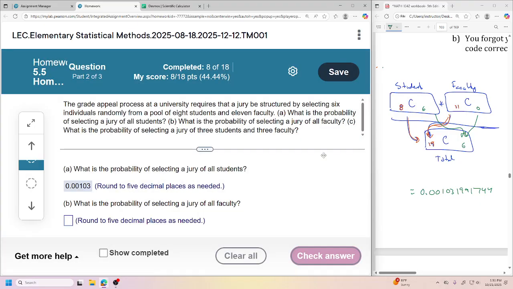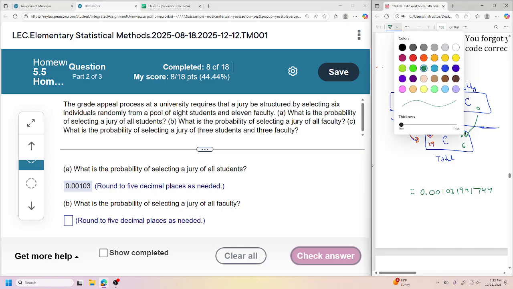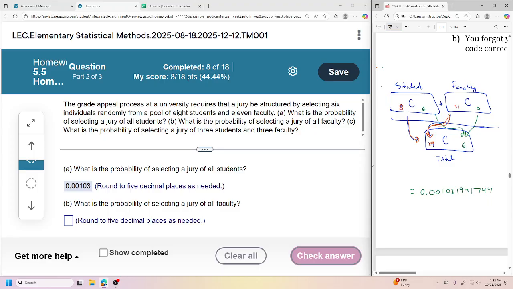Awesome. So what's the probability of all faculty? Let me use a different color here. We'll use brown, I guess. Okay, so all faculty. So how many faculty am I selecting then?